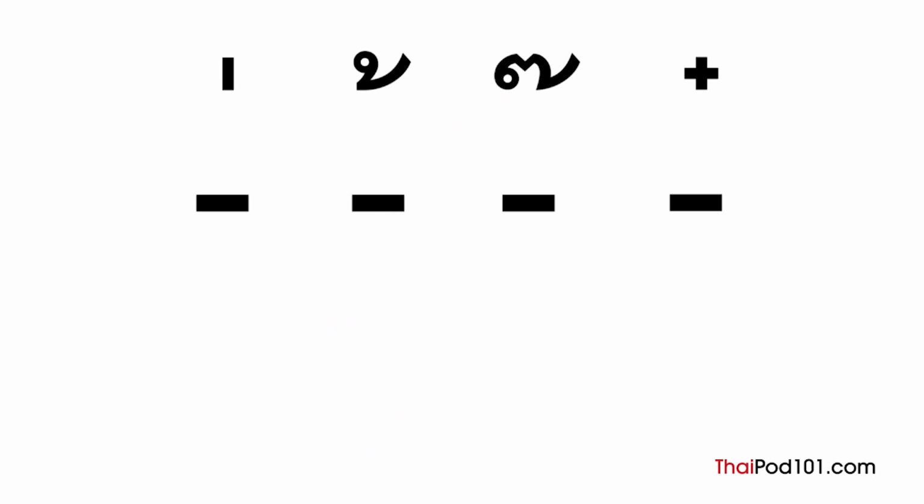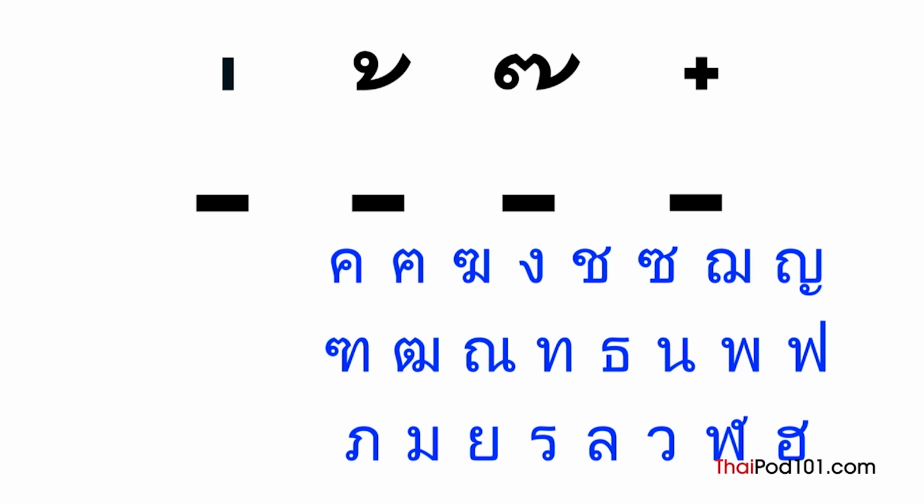So far, you've learned the rules for tone marks with middle and high-class consonants, so all that remains now is low-class consonants. The rules for low-class consonants are different, so please learn these carefully. In this lesson, we'll examine the rule for using ไม้เอก. The rule is low-class consonants with ไม้เอก create a falling tone.